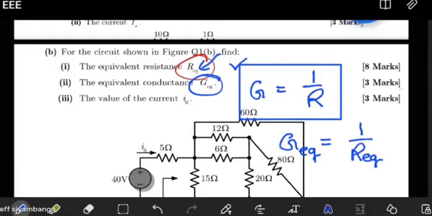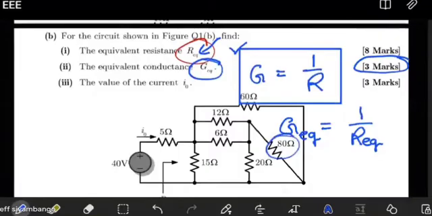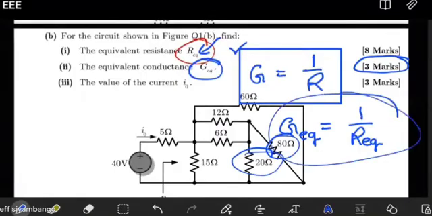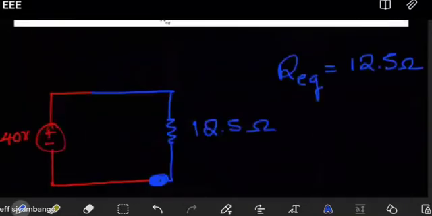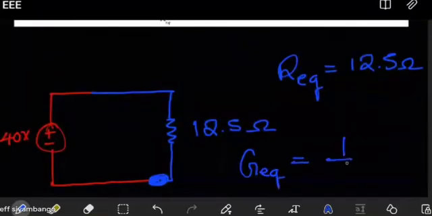This is why this only carried 3 marks, because you can just use what you found to find it. Otherwise, if you wanted to complicate your life by saying conductance for this is 1 over 80, conductance for this is 1 over 20, it would take you even longer to find the same answer. Just seeing that it is also governed by that behavior simplifies your life. Since we found the equivalent resistance as 12.5, the equivalent conductance will just be 1 over that 12.5.